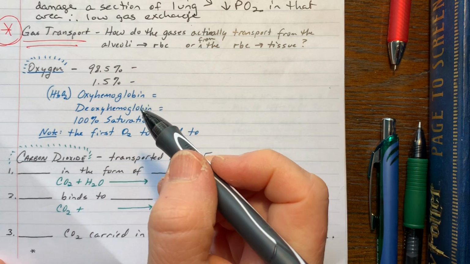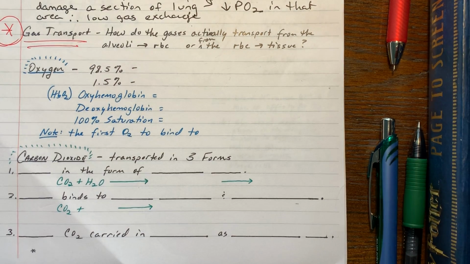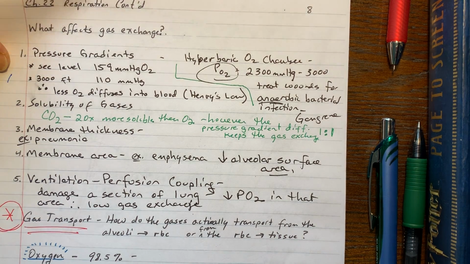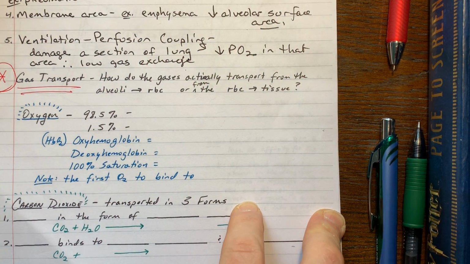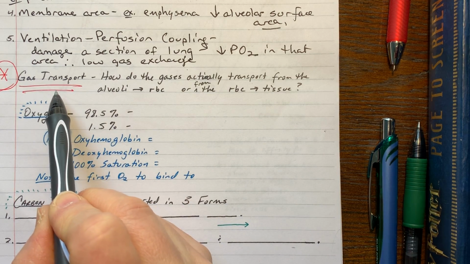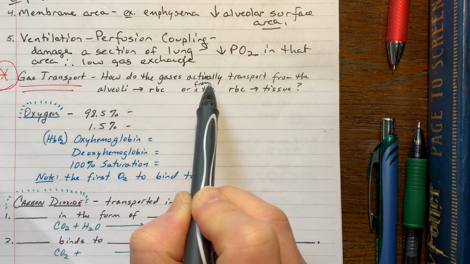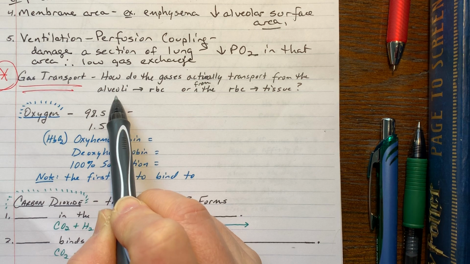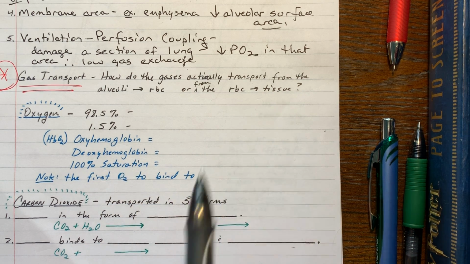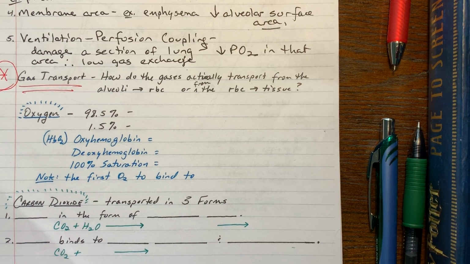Right, gas transport. We just talked about what affects gas exchange. And now I'm moving to the next question I have, which is about gas transport. How do the gases actually transport from the alveoli to red blood cells, or from the red blood cells into the tissues?